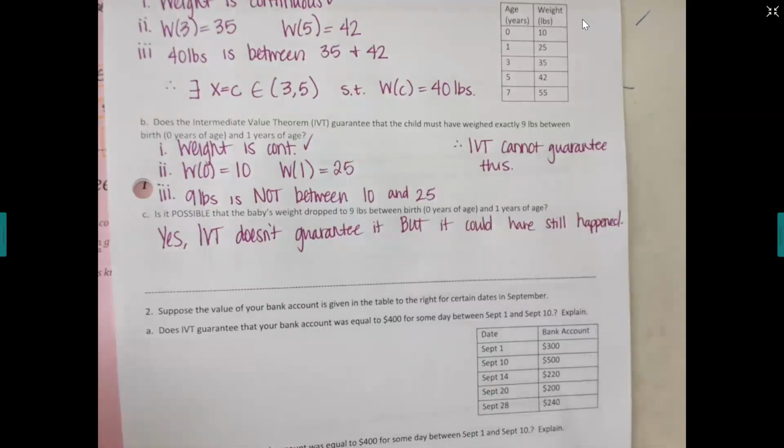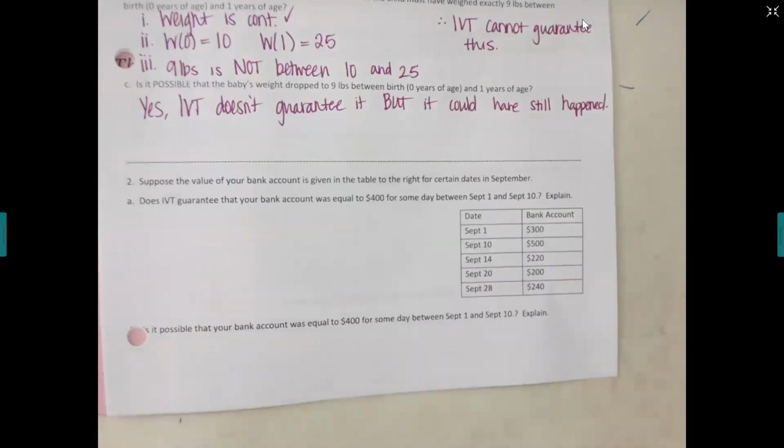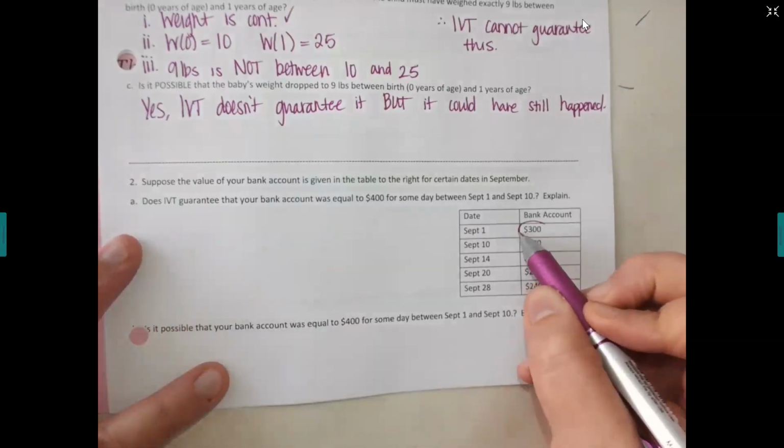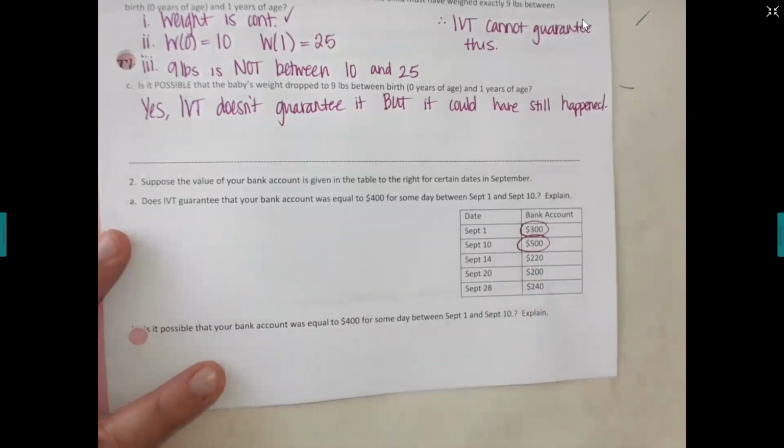Okay, take a look at number 2. This time we're talking about a bank account. It says, does IVT, that's intermediate value theorem, guarantee that your bank account was equal to $400 for some day between September 1 and September 10? Okay, what was your bank account's amount on September 1st? What was it on September 10th? 500. Then did it have to hit 400?